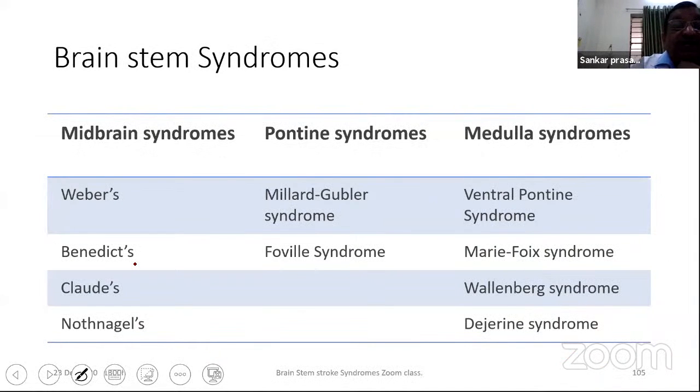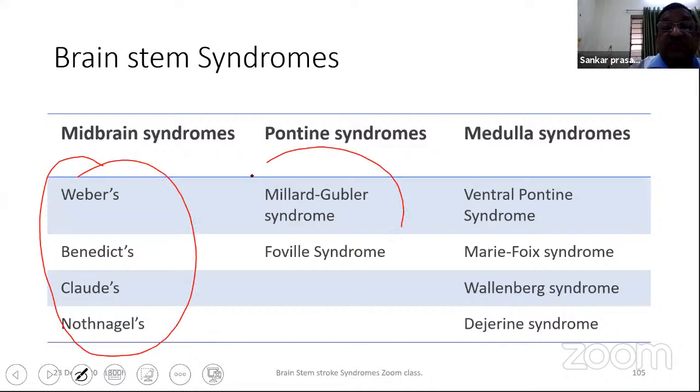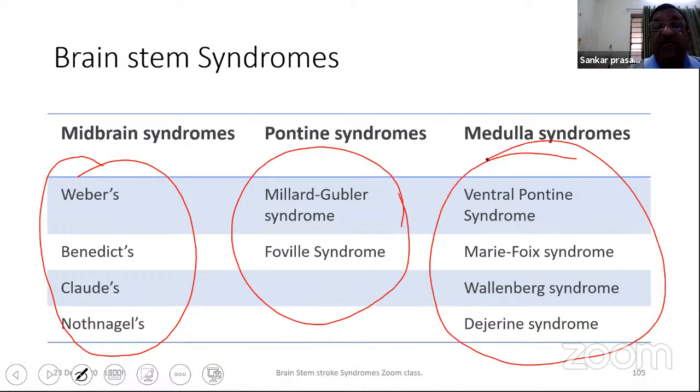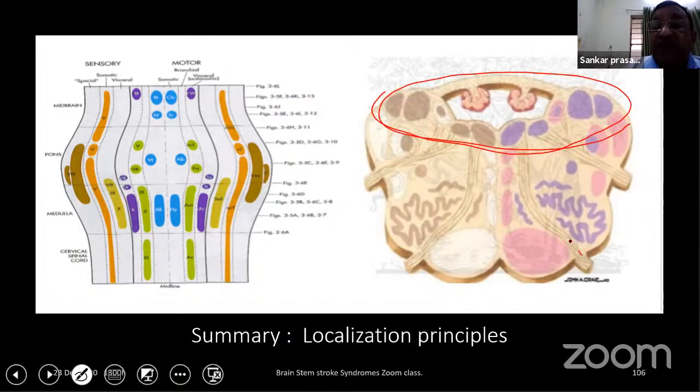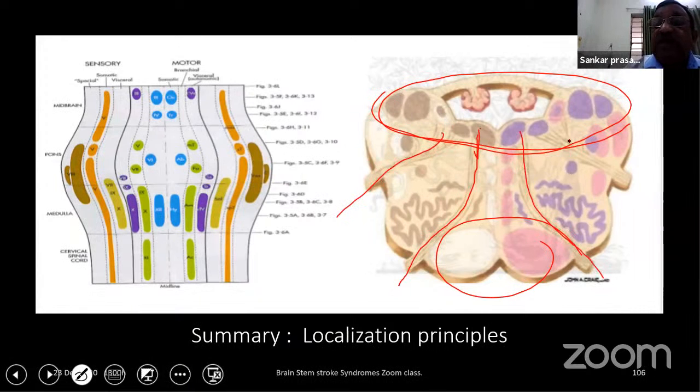So we have seen midbrain syndromes, Weber's, Benedikt's, Claude's, Nothnagel's, Pontine syndromes, Millard-Gubler and Foville syndrome, ventral Pontine, Marie-Foix, Wallenberg and Dejerine syndromes. These are the brainstem syndromes which we should remember. Then localization principles, you remember that 4-4-4 rule, and also remember that dorsally you have most of the cranial nuclei, and ventrally you have motor, and some of these motor nuclei send their fibers ventrally and they exit ventrally. They have to travel through the brainstem parenchyma, so in the process they can get affected.